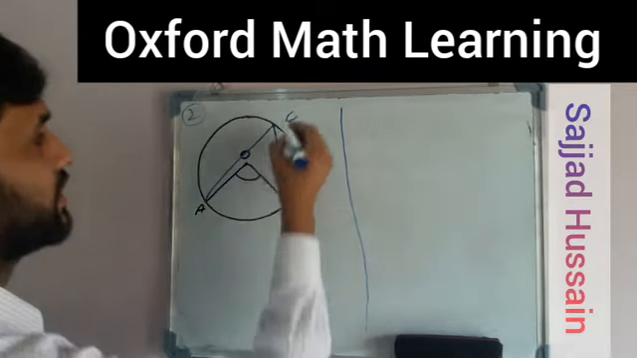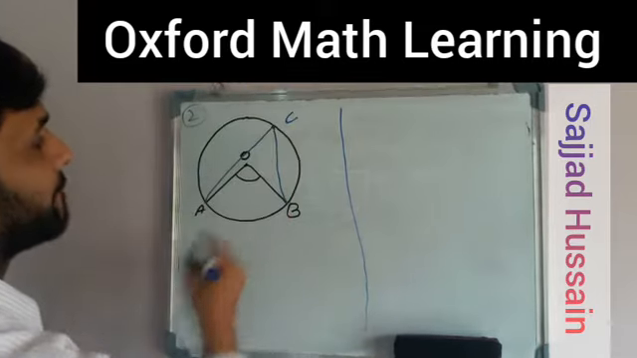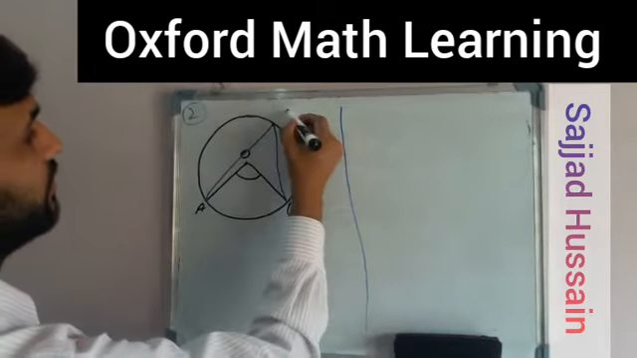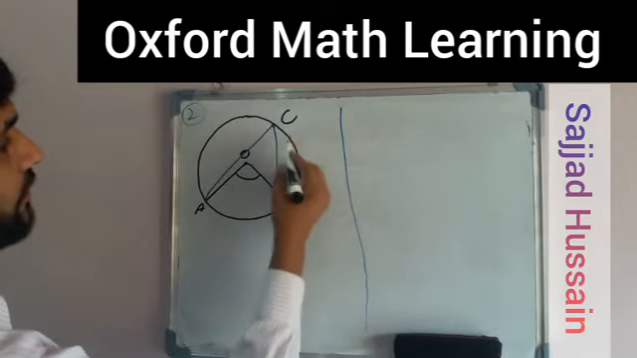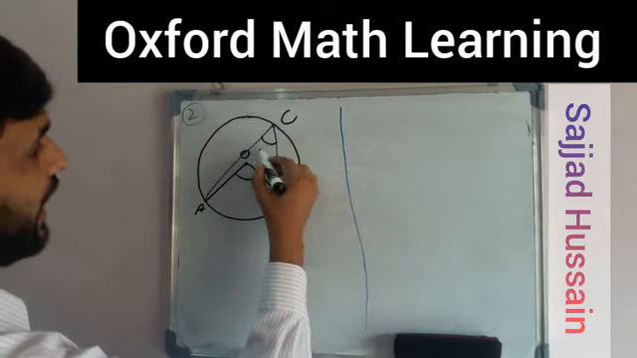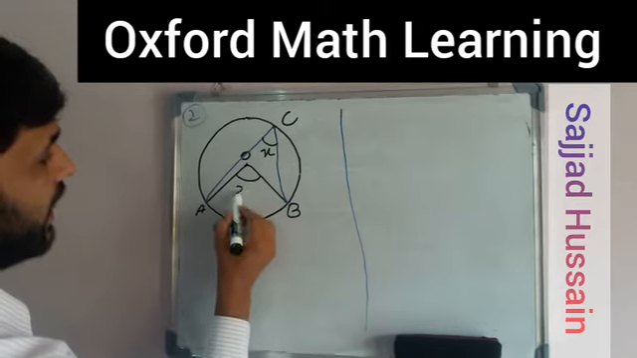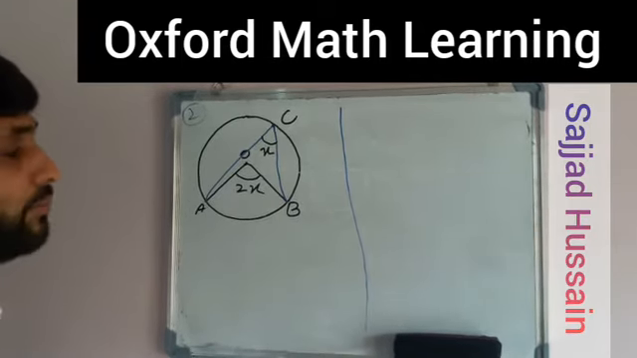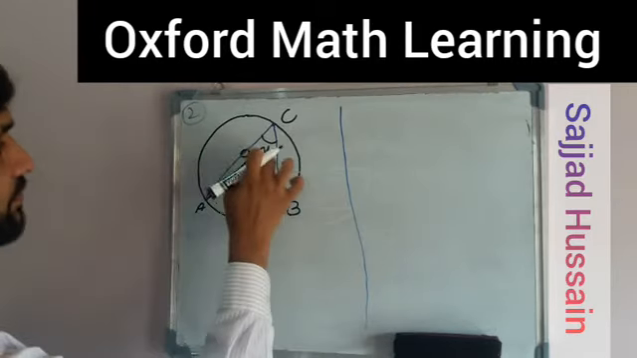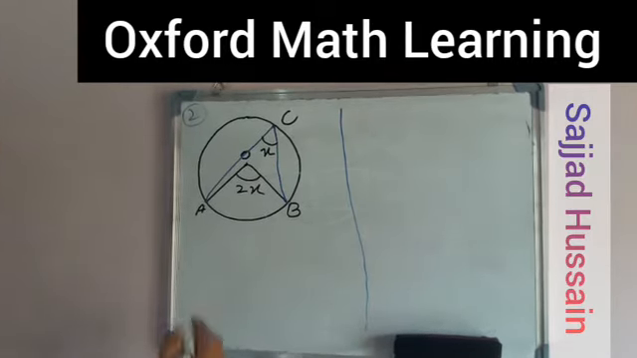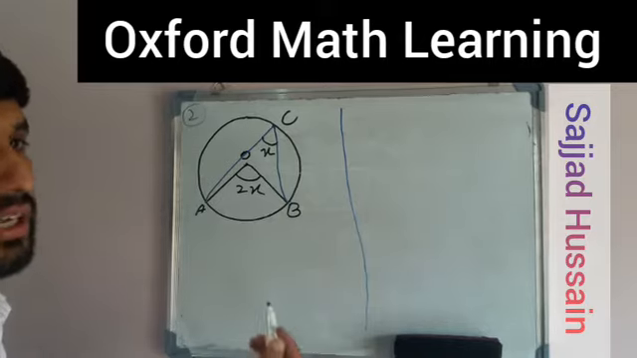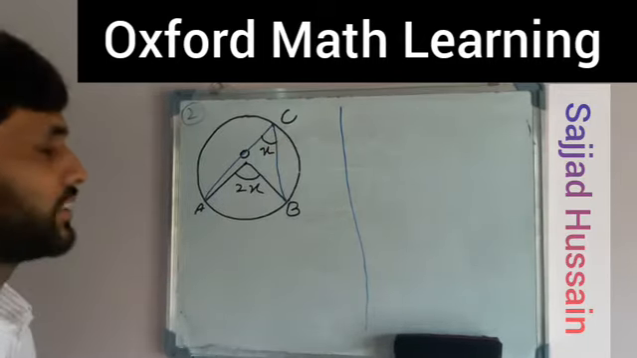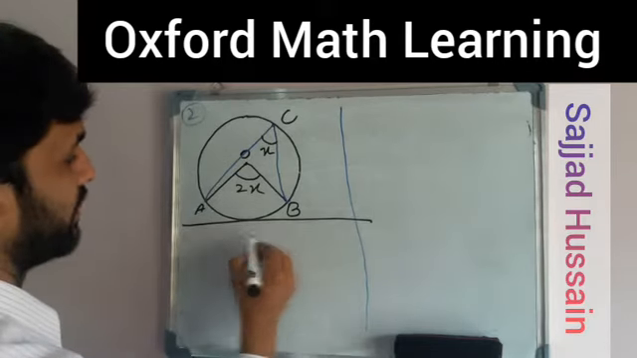It's called the angle at the circumference. For a point on the circumference, if it is x, then the angle at the center will be double. The angle at the center is double, so if we know the angle at the center, we halve it to find the angle at the circumference. This is the first property.